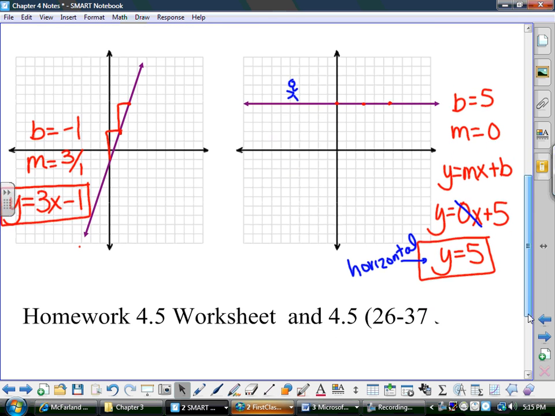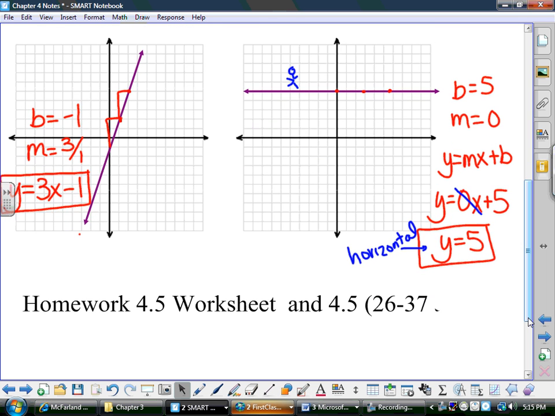The homework in this section is in the worksheet from your packet and also from the textbook. You're going to do numbers 26 through 37 all.